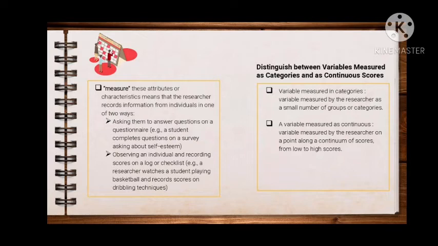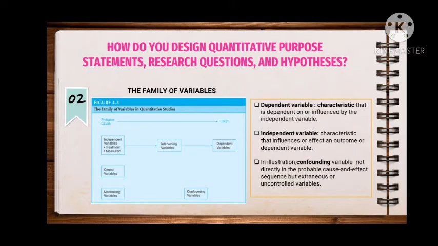Okay, we move to the second variable. It is about the family of variables. This family is shown in figure 4.3. From figure 4.3, we see that there are independent variables, intervening variables, and the last one, dependent variables.